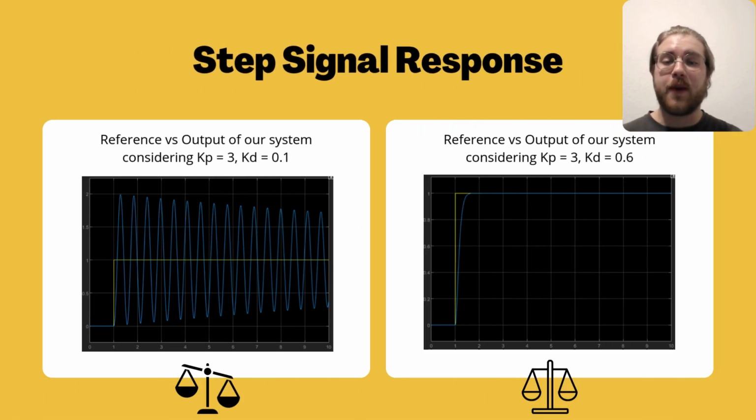As we can see, both responses are stable under the step signal because of the system type, but the first one has an undesired overshoot and too many oscillations. We can control this using a PD controller, which has a KD gain that affects the natural frequency and the damping of the system, so that it has no overshoot or oscillations.